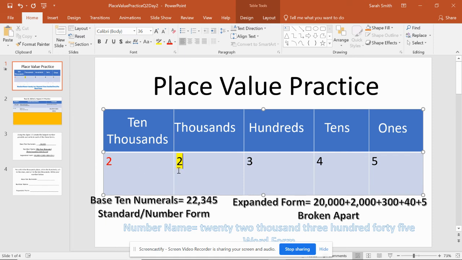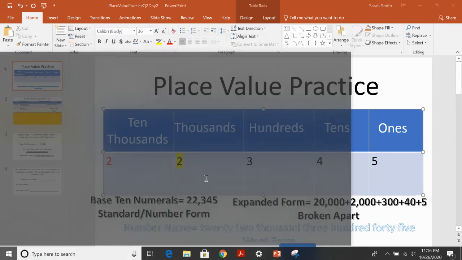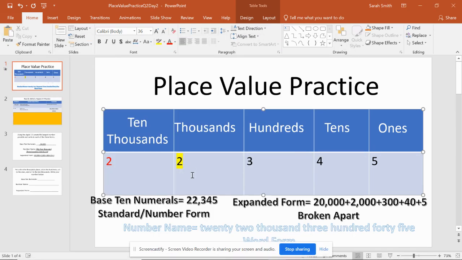And if I want to say something like, what is the relationship between these twos? The word relationship just means how do they relate, okay? How are these twos alike? Well, they're both twos. Yes, we both know that. But what is their relationship to each other? Well, this 2 is in the thousands place, and this 2 is in the 10,000s place. They're right next to each other. Yes, that's true, but that's not what I'm asking about.